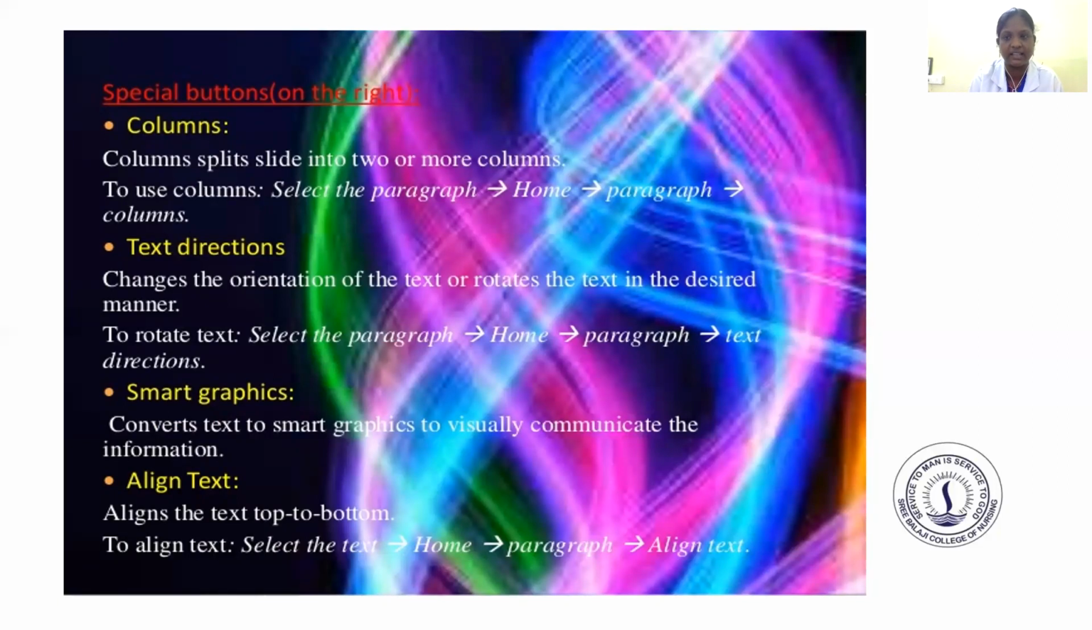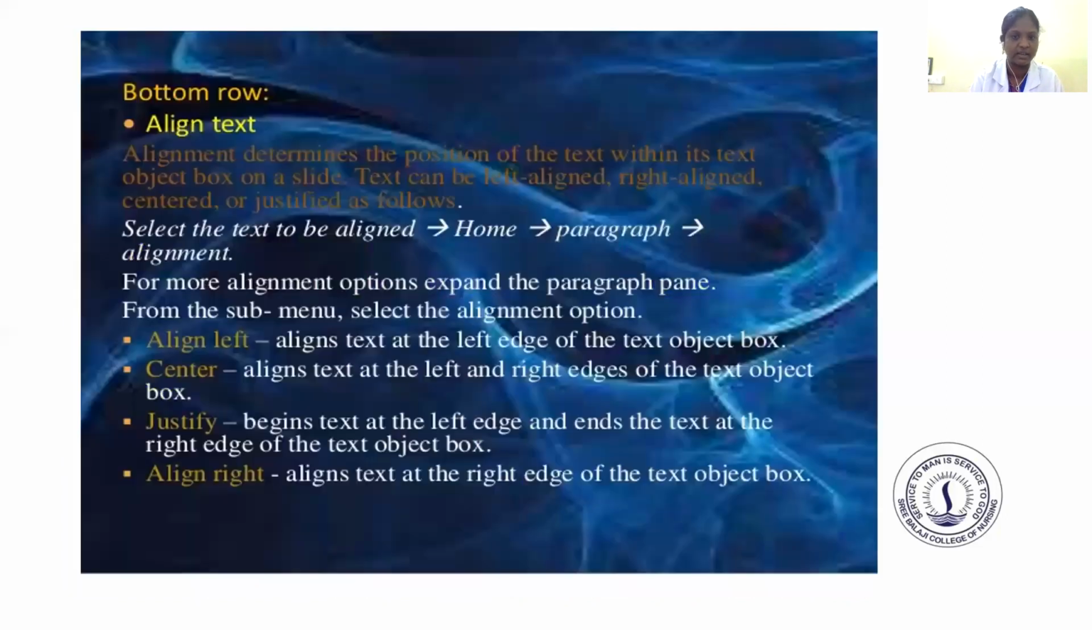Next one is align text. Align the text top to bottom. To align text, select the text, go to the Home and select the paragraph and select the align text. So far we have seen the column, text direction, smart graphics and align text. The next slide. Then bottom row, the continuation, align text.